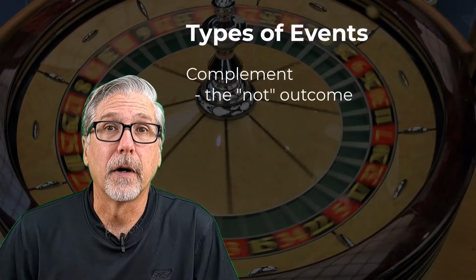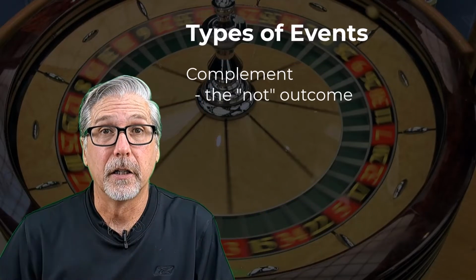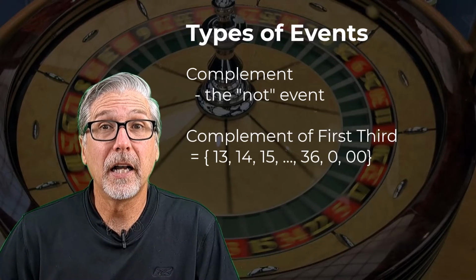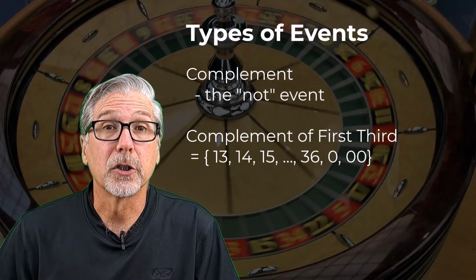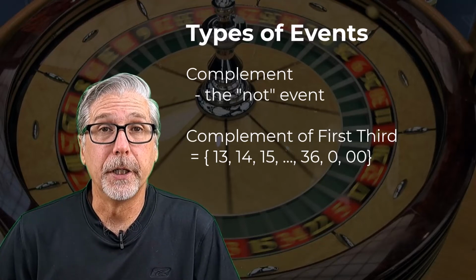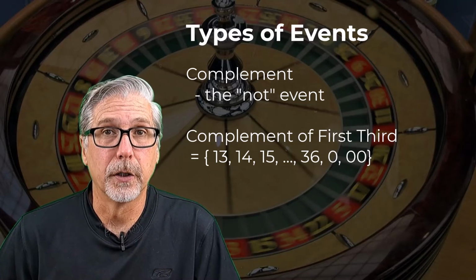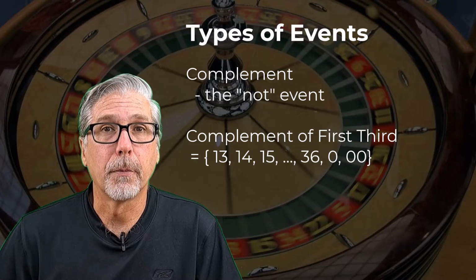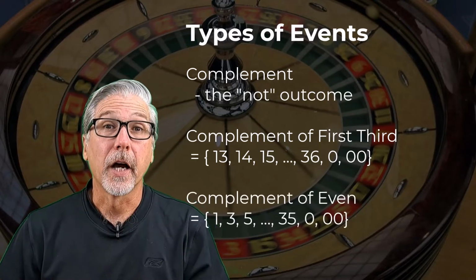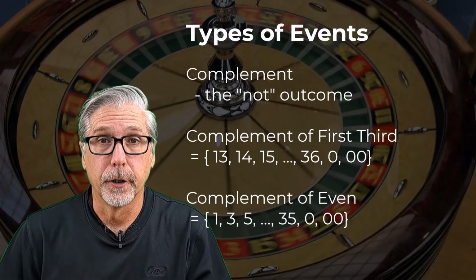The next step is to define the complement of an event. I would call this the NOT event. The complement of the first third is all the outcomes that are not in the first third. There are 26 of them. The 0 and the 00 would be included in the complement here because, like with everything else, they're not considered in any of the thirds. Try thinking about the complement of the OR and the AND events we've already discussed. The complement would be the NOT event, or the opposite of what we found earlier.